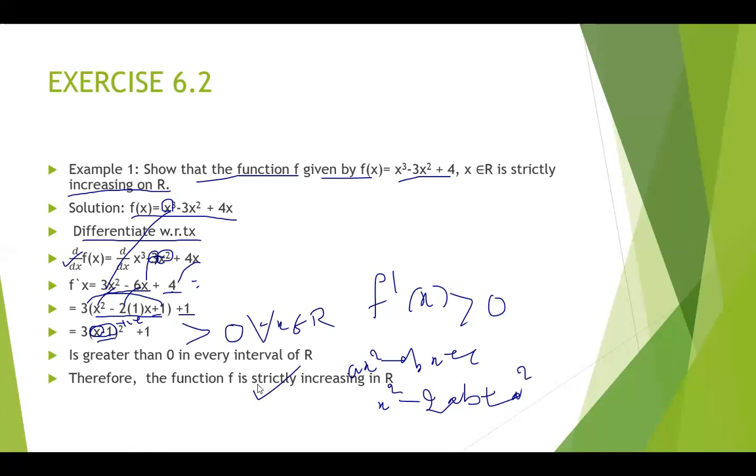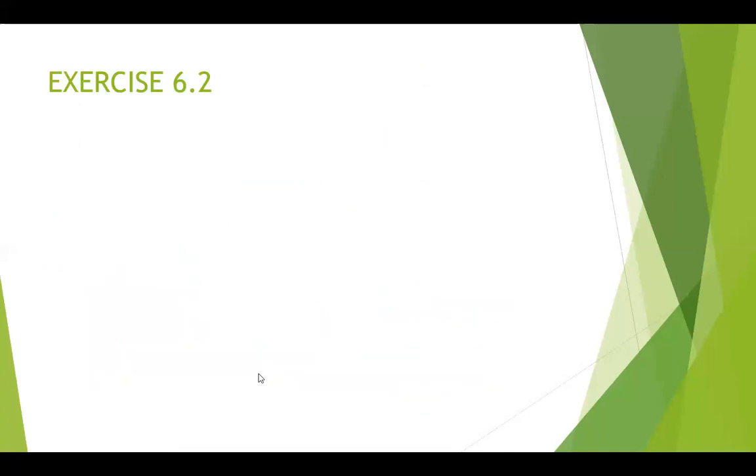And I use the word strictly increasing because it is not greater than or equal to 0. Because sometimes, suppose x is 1, if this term becomes 0, still we are left with 1. So this never becomes equal to 0. Thus f dash x is greater than 0, meaning our function is strictly increasing. I hope you have understood.